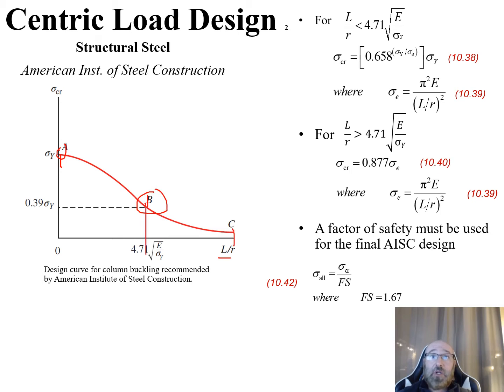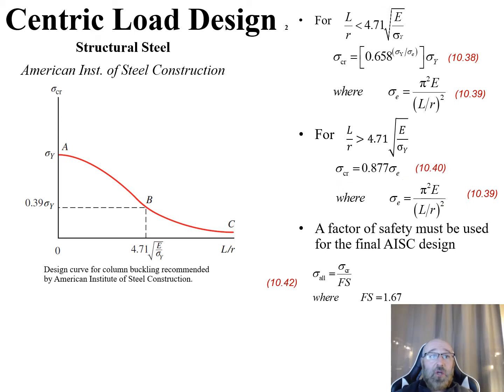So this is the case where we're going to look at our equation 10.40 in our textbook. And this says that our slenderness ratio, our L over R, is going to be greater than our value here at B. So it's going from B to C. So it's going to be greater than that value at B of our 4.71 times the square root of our modulus of elasticity all over our sigma sub Y. In that case, our critical stress is going to be given by the relationship that our sigma sub CR is equal to 0.877 times our sigma sub E, which goes back to that relationship that we saw in our equation 10.39, where sigma sub E is equal to pi squared times the modulus of elasticity all over our slenderness ratio, L over R, quantity squared.